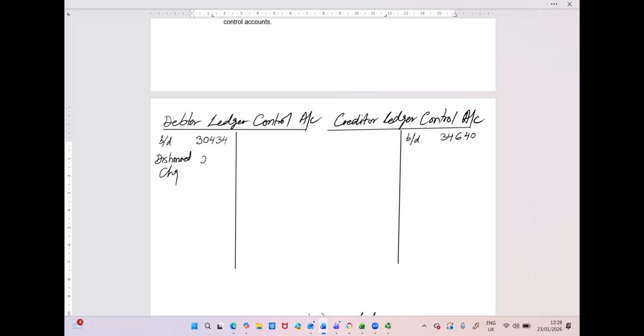And that is 2,566. Dishonored check. So I need to record it back again on the debit side because I still have to collect this money.